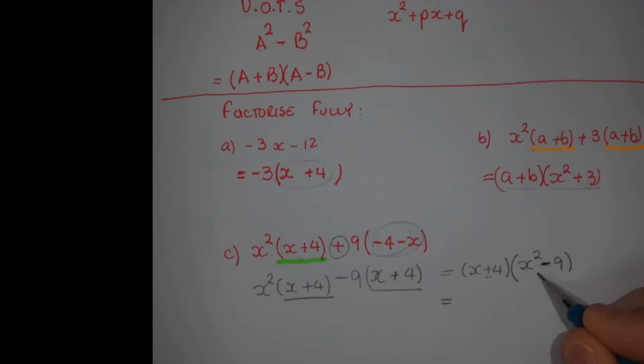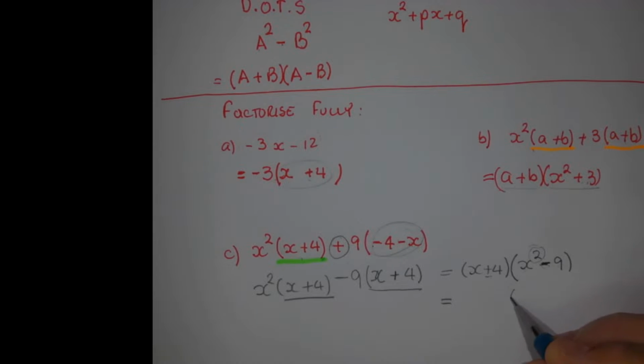Is that term a perfect square? Yes. How do I know that? Because my exponent is an even number. Is that term a perfect square? Yes, it is. Why? Because the square root of 9 is 3. So identifying that as a difference of squares means that I could factorize that further.